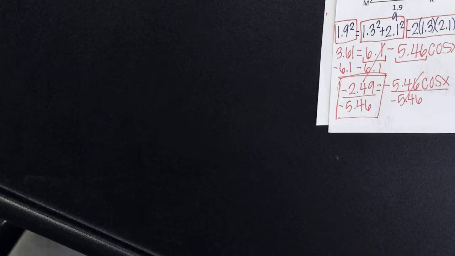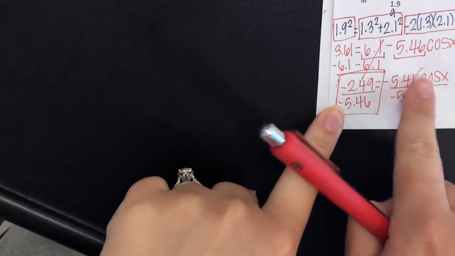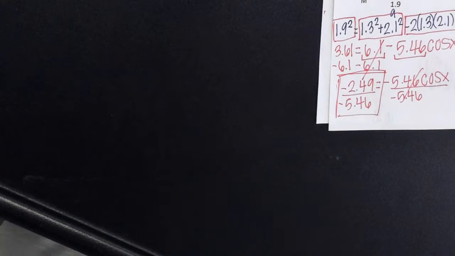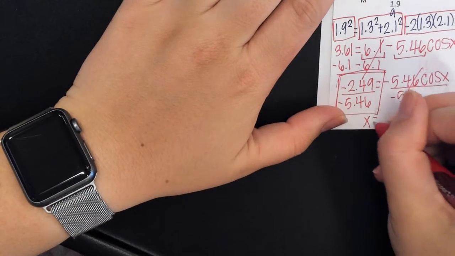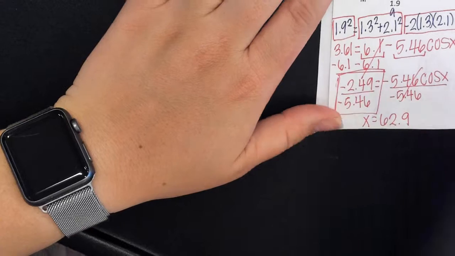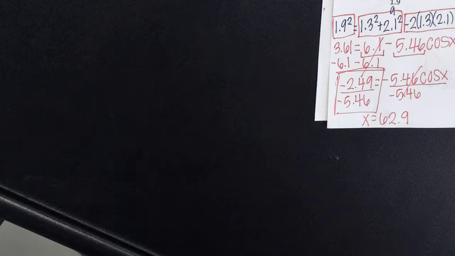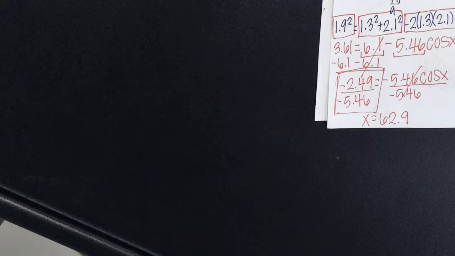Okay, is that what your answer is? Now, to get your final answer, you have to take the inverse of this. You have to take the inverse. So, second cosine, second answer. That's your final answer. 62.9. That's your final answer. Okay? It's not hard. You just have to do it in very small steps and be super, super careful.